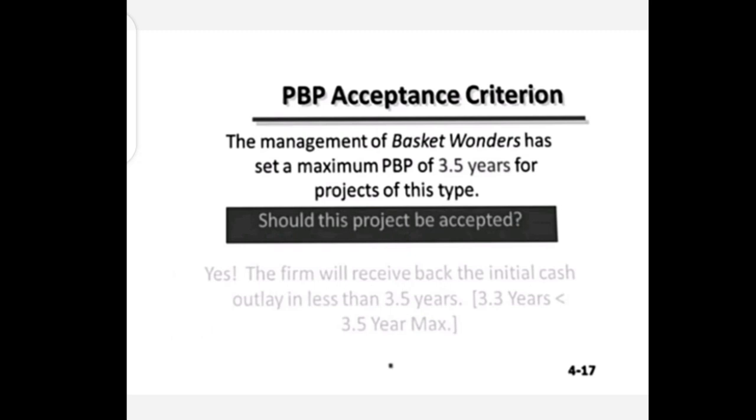Now we are moving forward to whether we will accept this project for Basket Wonders or not. The manager of Basket Wonder has set a payback period of 3.5 years for projects of this type. Should this project be accepted? Yes, it should be accepted, as we are recovering the investment in 3.3 years. As the limit is 3.5 years, we should accept this project and move forward with it.